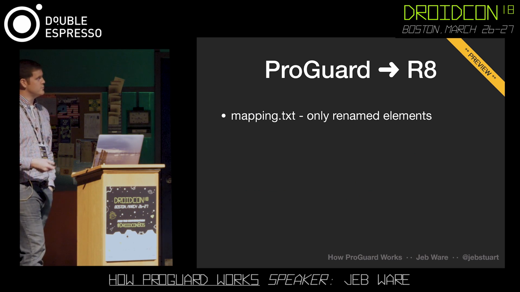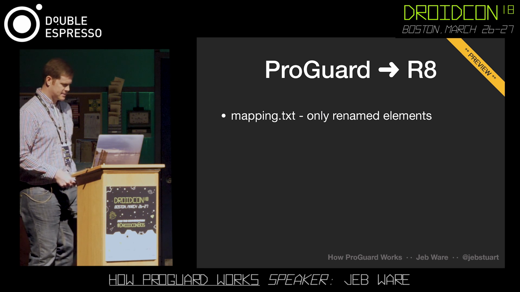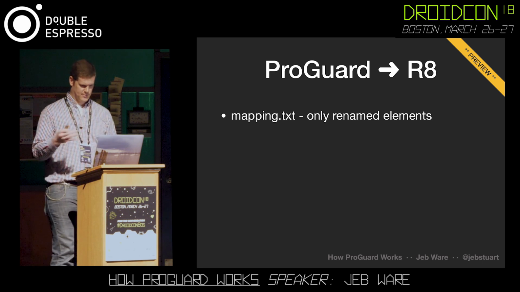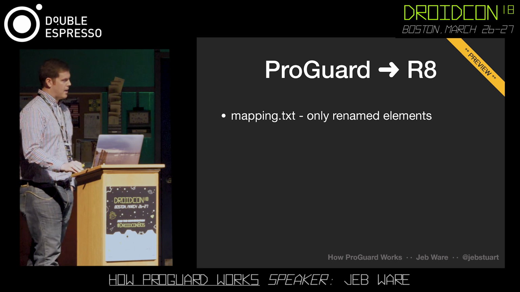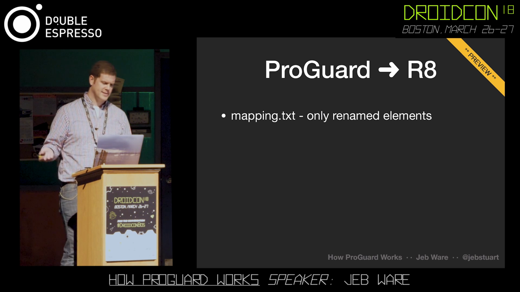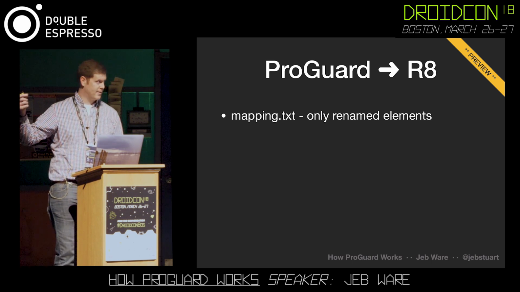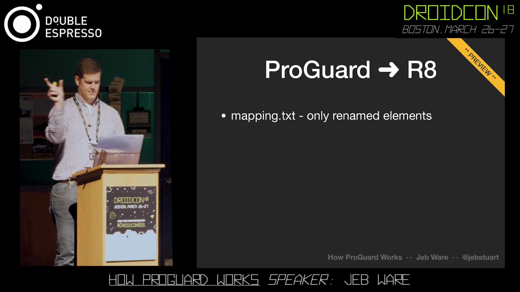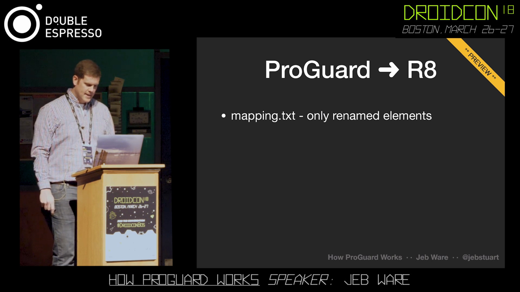There are a few differences in what seem to be a few bugs as of right now. That's why it's in alphas, and that's why it's opt-in. The mapping.txt is a little bit different. It still writes one out, but it only writes out the things that it renamed. It doesn't write out the things like main activity to arrow main activity.